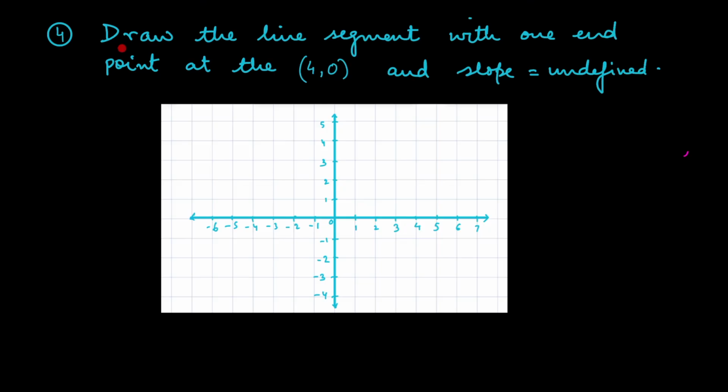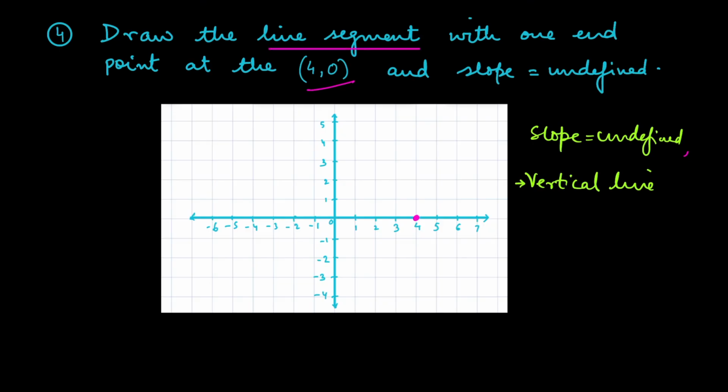Now the next example: draw the line segment with one endpoint at (4, 0). Now we'll take this point (4, 0) here, and the question says the slope is undefined. Whenever the slope is undefined, it should be a vertical line. Now where should we draw the vertical line? Since this point is given, we highlight this point, and since the question says line segment, we'll just draw a line segment in whichever direction you want. If we draw it upwards or downwards, it's up to you.